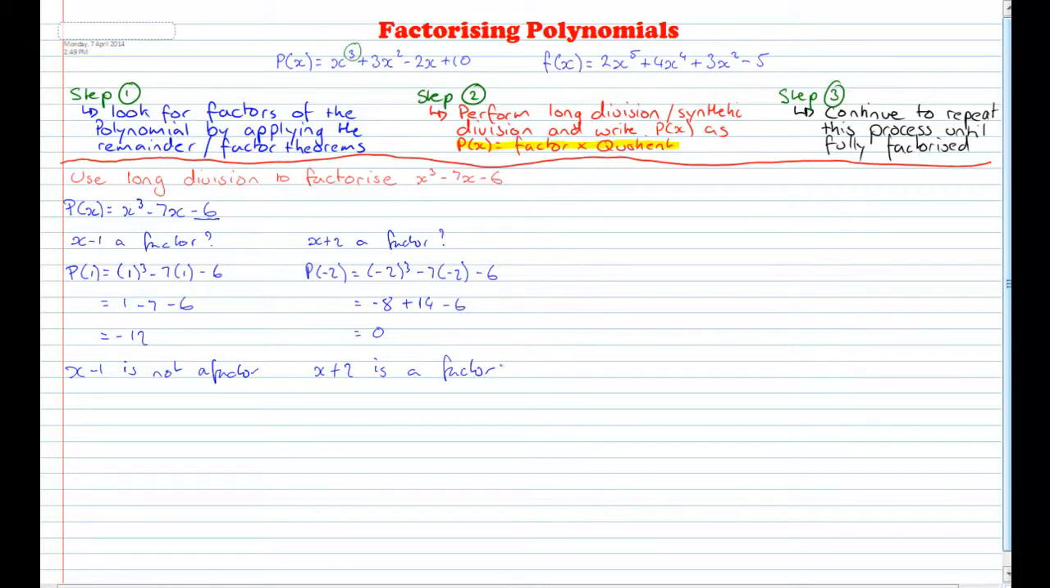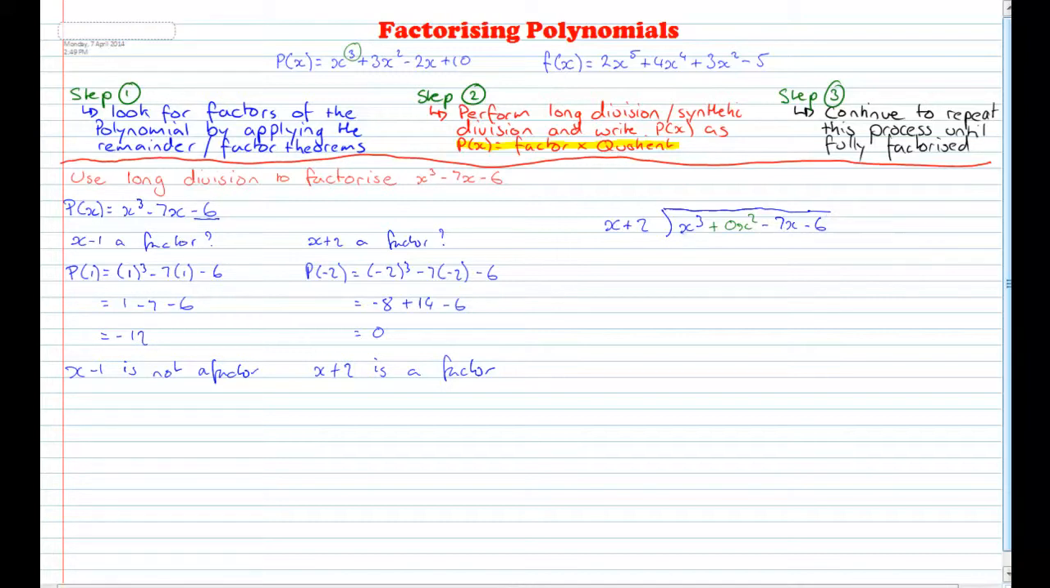Alright, now we know that x plus 2 is a factor. What I need to do is divide p of x by x plus 2. So to do that, I'm just going to write x plus 2 here, and I'm going to write my p of x out underneath. So that is equal to x cubed. Now I need to put in a 0x squared because there's actually no x squared here, so I write 0x squared as a placeholder, and then I write minus 7x minus 6.